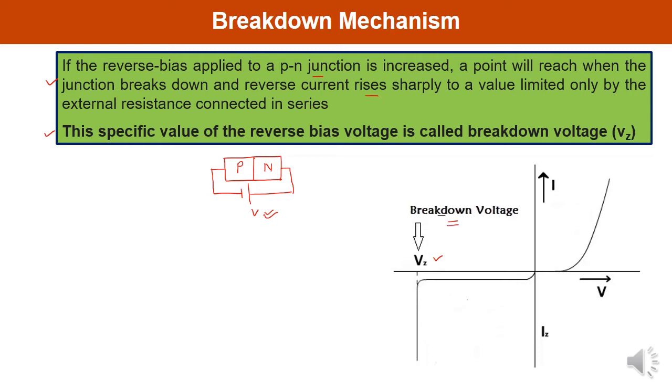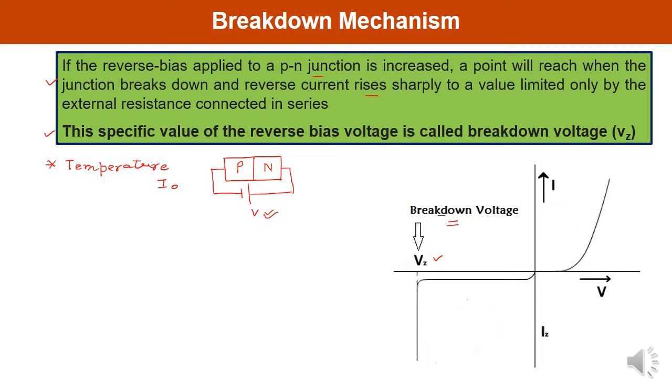The reverse saturation current flowing in the reverse biased diode depends on temperature only. You must remember this point. It means it is independent of the reverse voltage which is applied externally. This is what I am talking about, the reverse saturation current, which is denoted as I0.